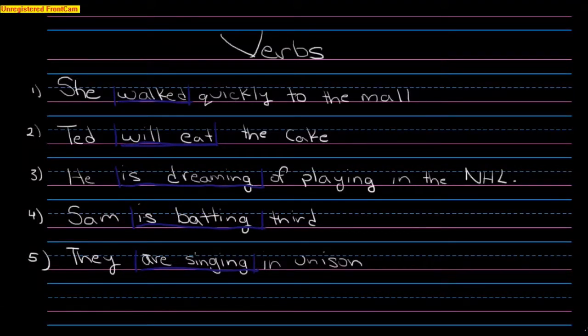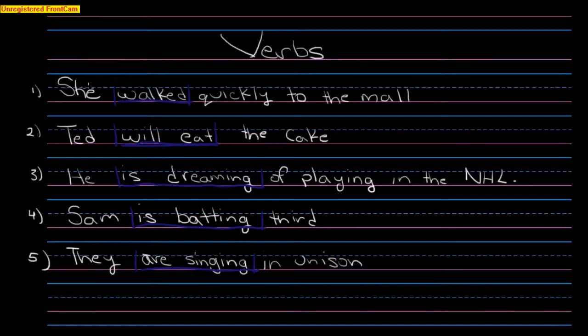Okay, this video is going to be on verbs. Before we start, if you take a look at these 5 sentences that I've written over here, I've highlighted the verb, and what you notice is that you need a verb in a sentence. If you don't have a verb, the sentence cannot go on.